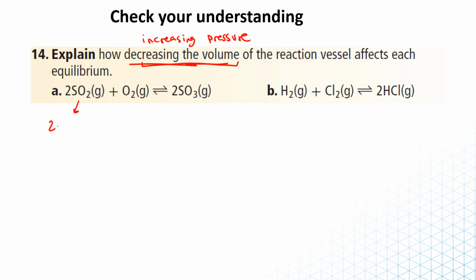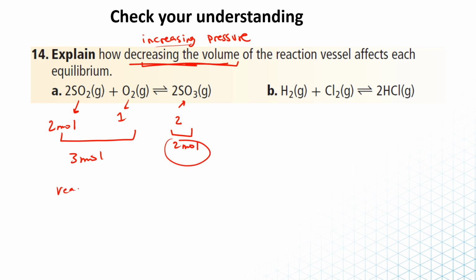Here we have 2 moles, and here 1, and here we have 2. So in total, في ال left side عندنا 3 moles وفي ال right side we have 2 moles. So we said increasing pressure is going to shift to the side with the lower number of moles. مين الجهة اللي عندها أقل عدد مولات؟ جهة اليمين.